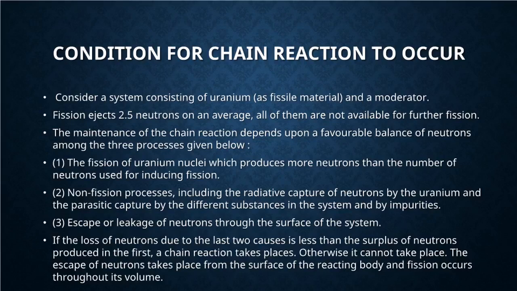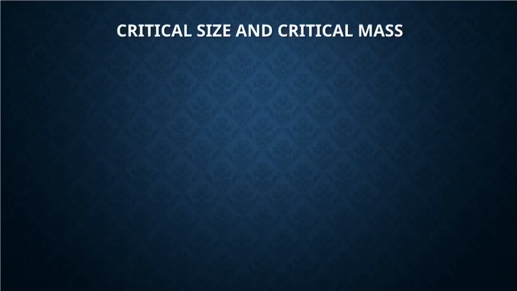We know the fission of uranium nuclei produces more neutrons than the number of neutrons used for inducing fission. But there might be loss of neutrons also. Loss can be due to non-fission processes, including the radiative capture of neutrons by the uranium and the parasitic capture by different substances in the system and by impurities, or due to escape or leakage of neutrons through the surface of the system.